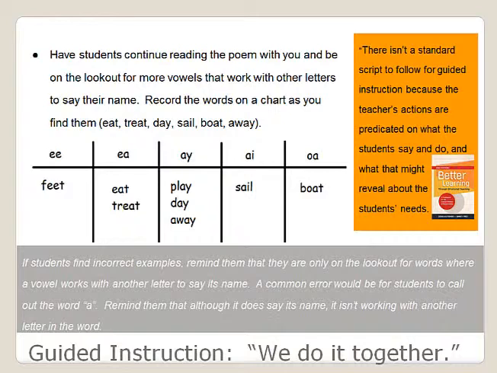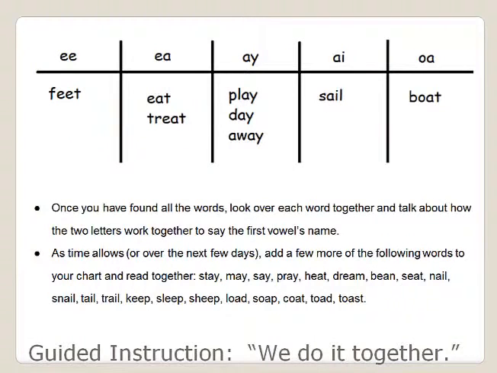If students find incorrect examples, remind them that they are only on the lookout for words where a vowel works with another letter to say its name. A common error would be for students to call out the word A. Remind them that although it does say its name, it isn't working with another letter in the word. Once you have found all the words, look over each word together and talk about how the two letters work together to say the first vowel's name.